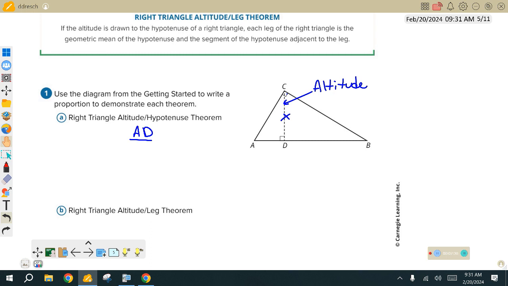AD over that altitude is going to be equal to, and I'm just going to give you the proportion, the other part of the hypotenuse that got split. What's the other part of the hypotenuse? DB. The proportion we're creating is all based off that altitude splitting up that hypotenuse. So AD over the altitude is equal to the altitude over the other piece of the hypotenuse.